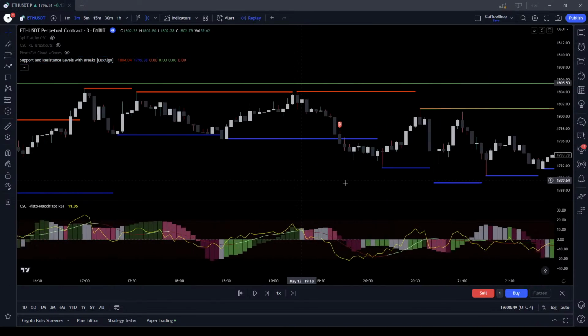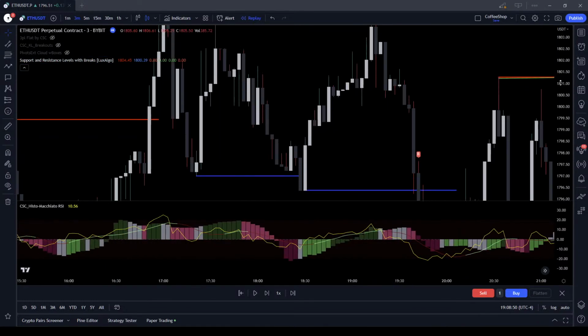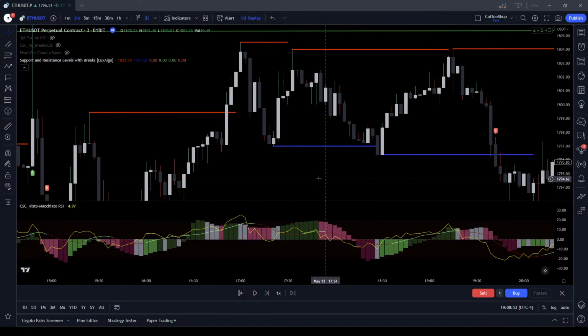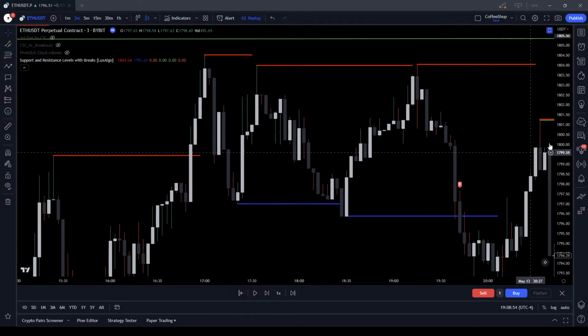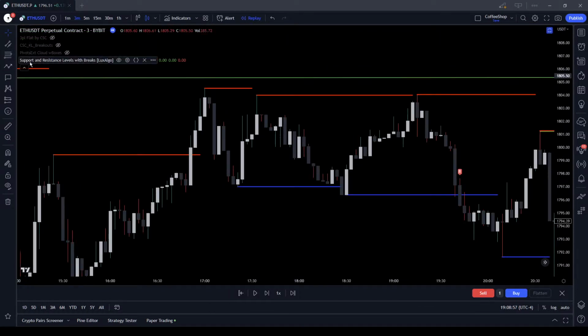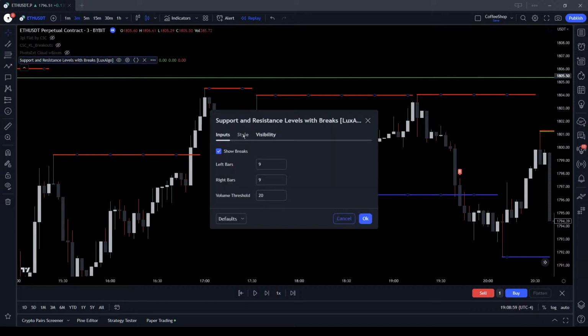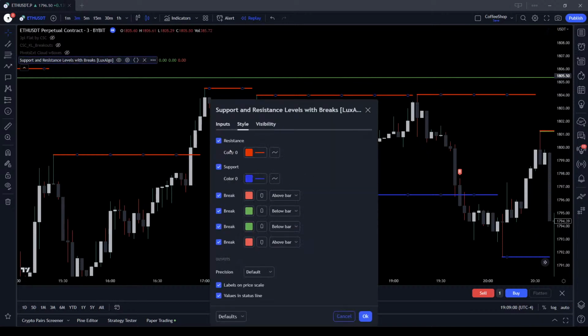Let's just kind of zoom in here. Style, resistance, support. You know what? I'm just going to make them both red. Why not? Hang on. Let me make them white. There. Because mine is a different color. I don't care about the breaks. I don't care about that.